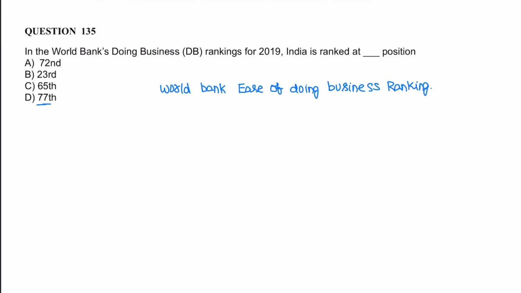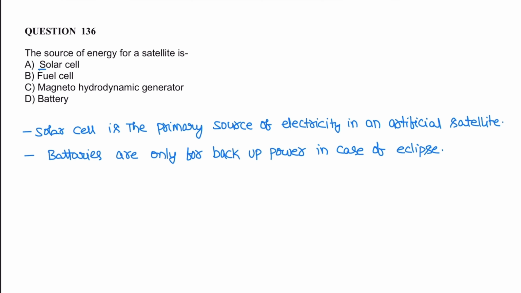Next question. The source of energy for a satellite is obviously the solar cell. Solar cell is the primary source of electricity in an artificial satellite. Batteries are only for backup power. Few batteries are provided in the satellite only for backup power in case of eclipse. During eclipse, the satellite doesn't receive energy from the sun. So in such cases, to avoid system failure, we provide additional batteries for backup power, but the primary source of energy is the solar cell.